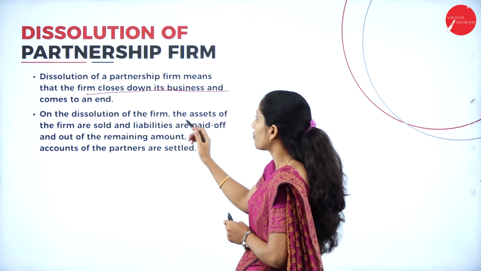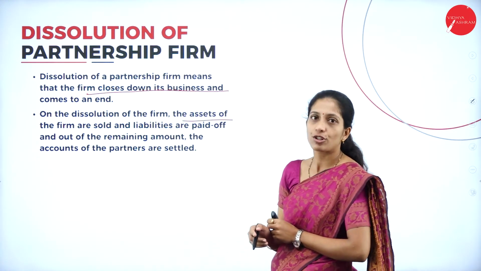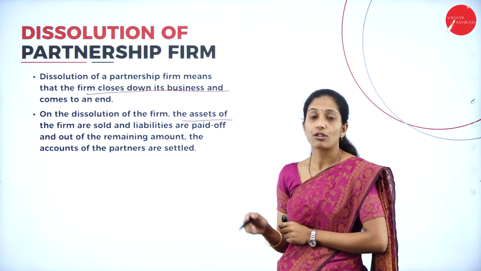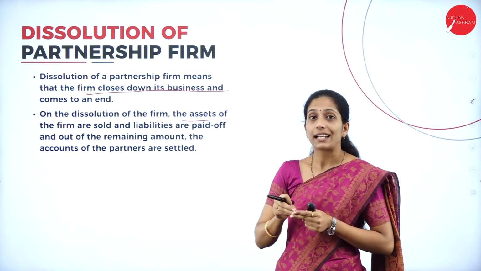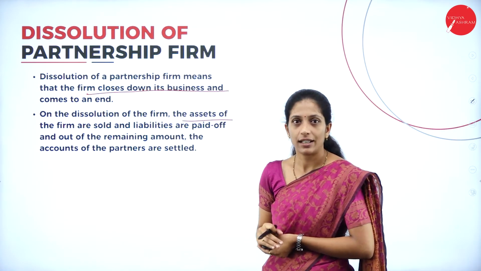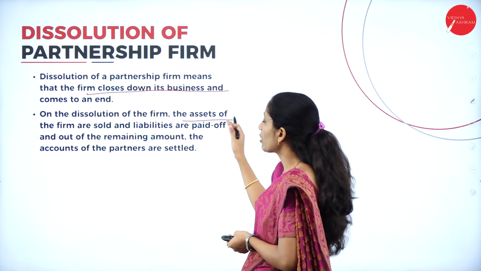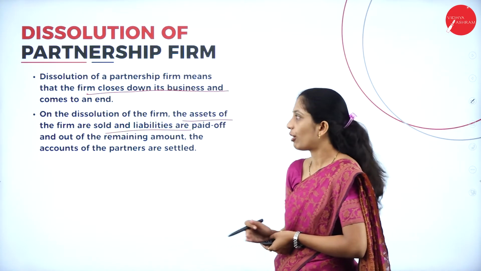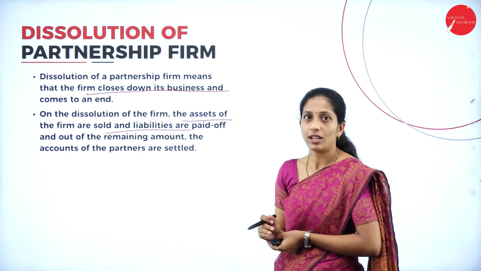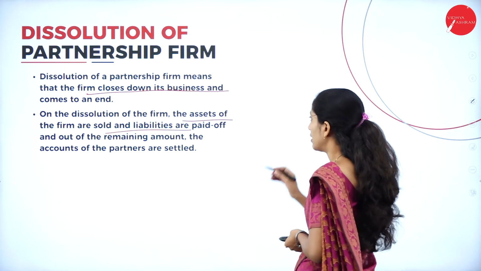On the dissolution of the firm, the assets of the firm are sold. Now what they will do on the dissolution? By selling the asset, they will get the cash, and using that cash, they will make payment to the liabilities. So on the dissolution of the firm, the assets of the firm are sold and liabilities are paid off, and out of the remaining amount, the accounts of the partners are settled.